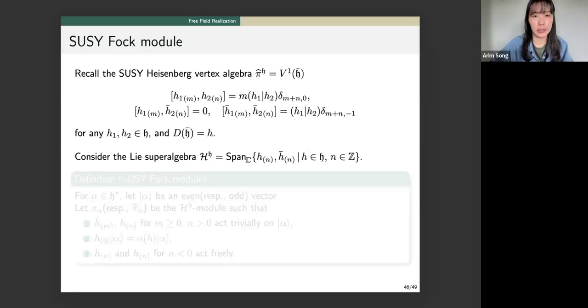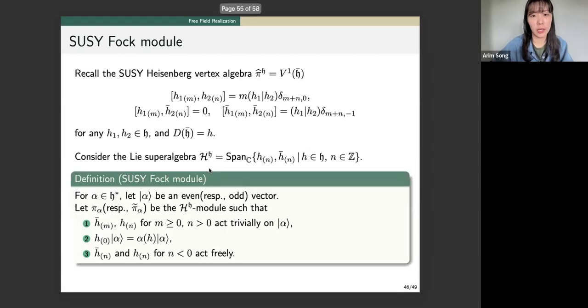Then the supersymmetric Fock module is defined by the H-hat module having the highest weight vector alpha. So we'll first take alpha in the dual space of H, and we'll let alpha be an even or odd vector. And the corresponding supersymmetric module is defined in this way. The positive nth products act trivially on the highest weight vector, where the barred element acts trivially for all positive, and the unbarred element only acts trivially when it's strictly positive. And the zeroth product of H acts as a constant multiple, giving us alpha(H). And all the negative nth products act freely on this space.